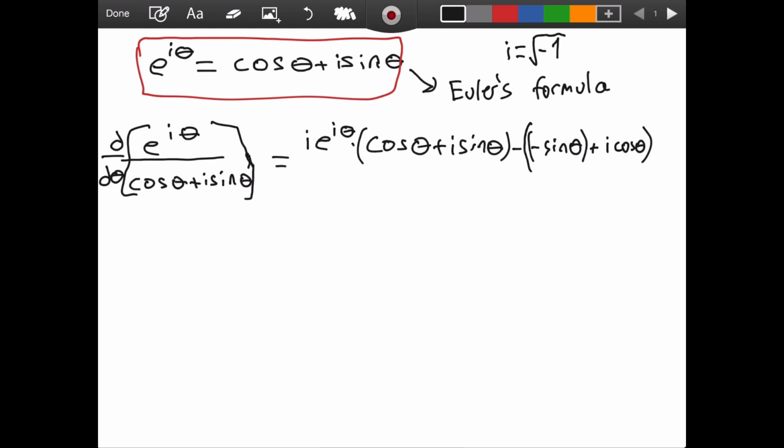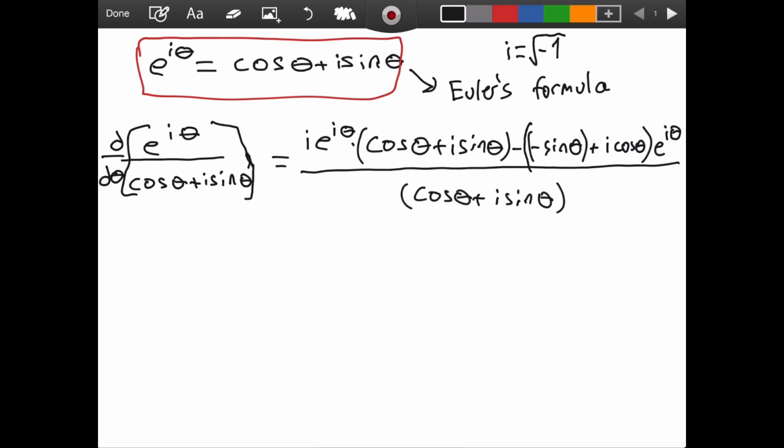And now we write the numerator. We multiply it with the numerator, so e raised to the power of i theta. This is all divided by the square of what is in the denominator. So we have cosine of theta plus i sine of theta, squared. Great. Let's see what this derivative is equal to.